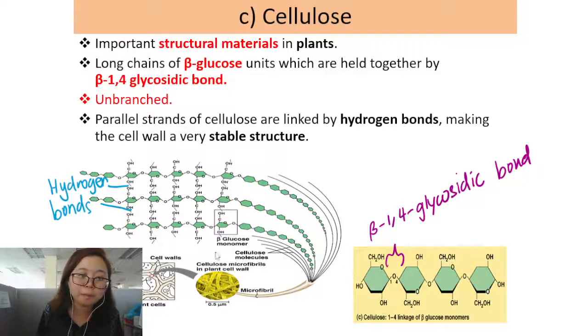These long parallel strands of cellulose will be linked by hydrogen bond, making the cell wall a very stable structure. So kalau ini adalah satu barisan yang lurus, as you can see here, a long chain. Between chain number 1 and chain number 2 is hydrogen bond. Chain number 2 and chain number 3, hydrogen bond. Setiap kali ada itu OH dengan OH di bawah, dia akan form hydrogen bond.